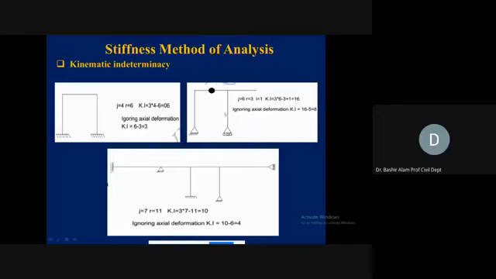And if we want to take away the number of these members, so 16 minus 5 should be coming 11, 16 minus 5 is 11, not 8. So this is an 11 degrees indeterminate problem.